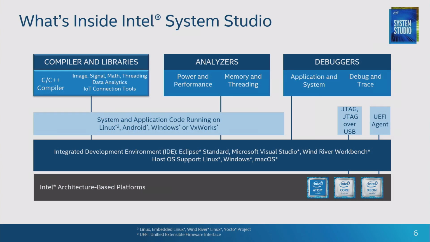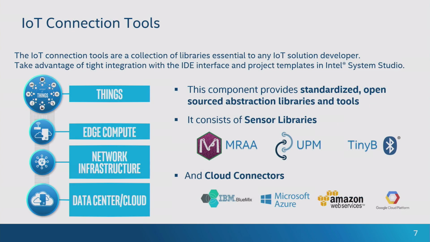These are some things that I was talking about. I was talking more about the use cases, and here we have the specific things. So we have compilers and libraries for image, signal, math processing, data analytics, and IoT connection tools. And then you have the analyzer where you're checking for power and performance, and even balancing memory and thread management. There is the debugging part. I think I did not touch on that earlier, so we'll talk a little bit more about it later.